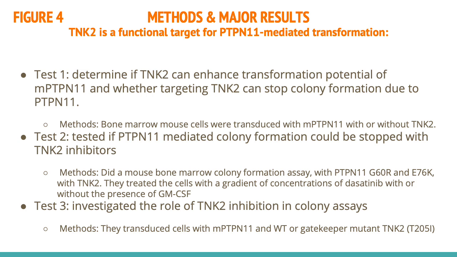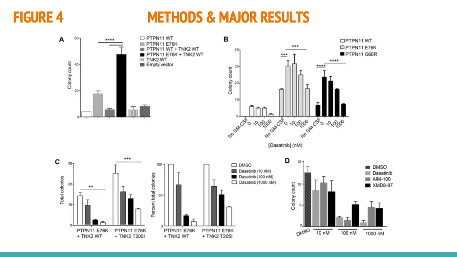The third test they did for this section, they investigated the role of TNK2 inhibition in colony assays. And they did this by transducing cells with mutated PTPN11 and wild-type or gatekeeper mutant TNK2. And this gatekeeper mutant was called T205I. So let's take a look at the results for this part.